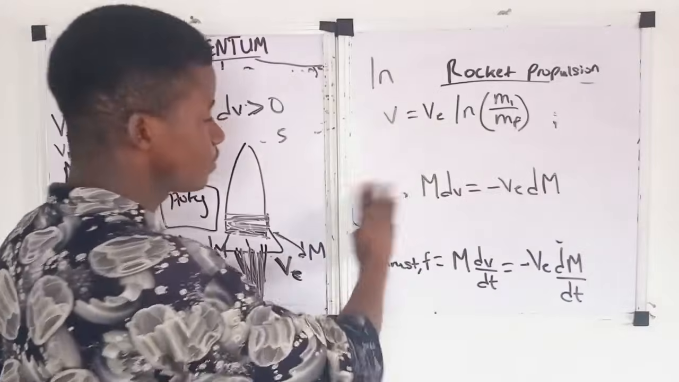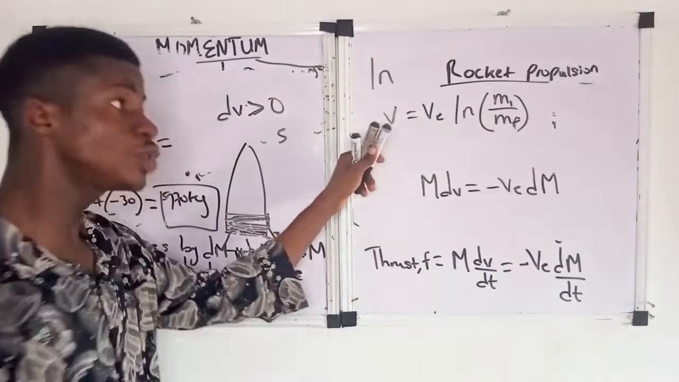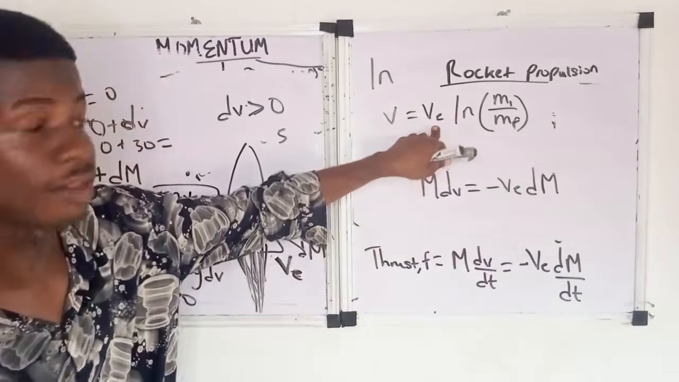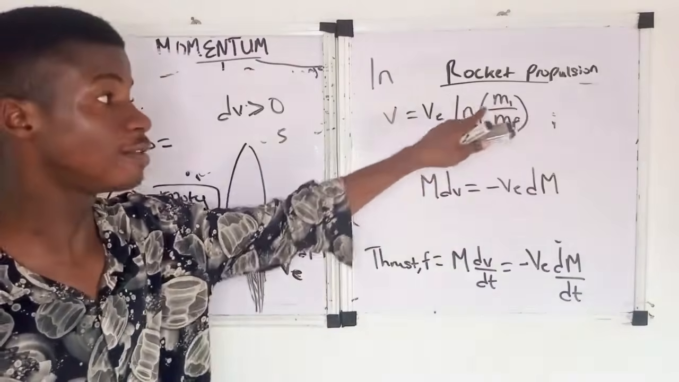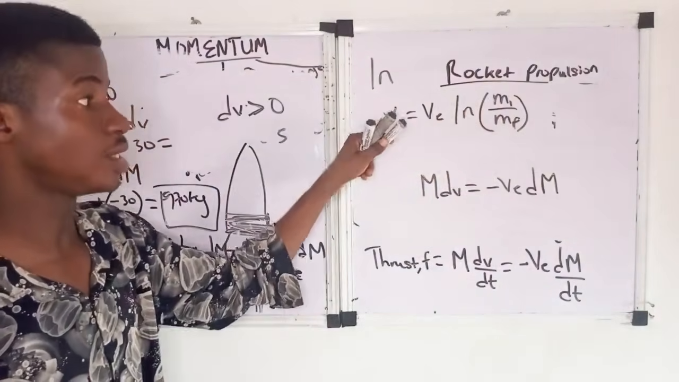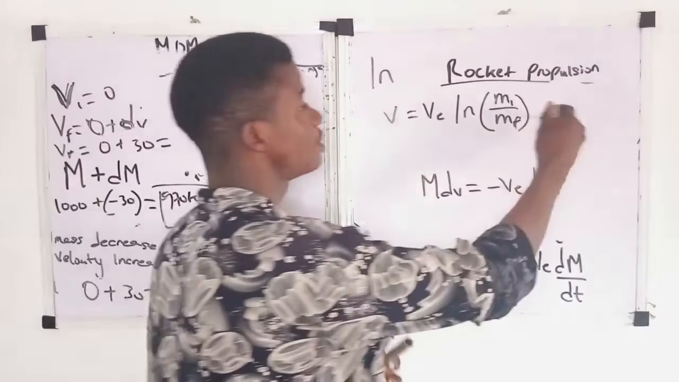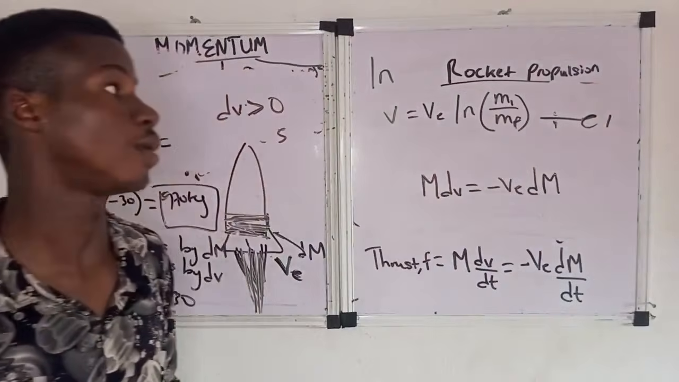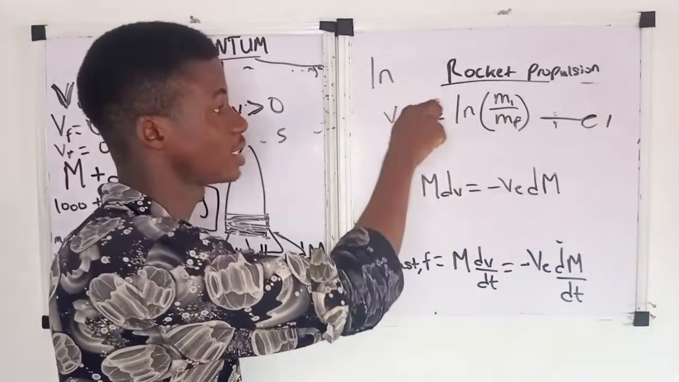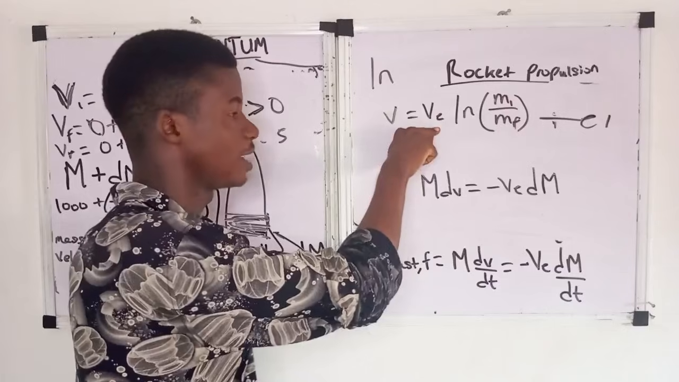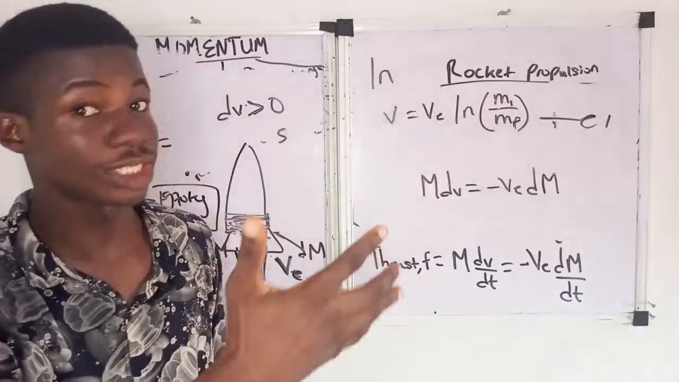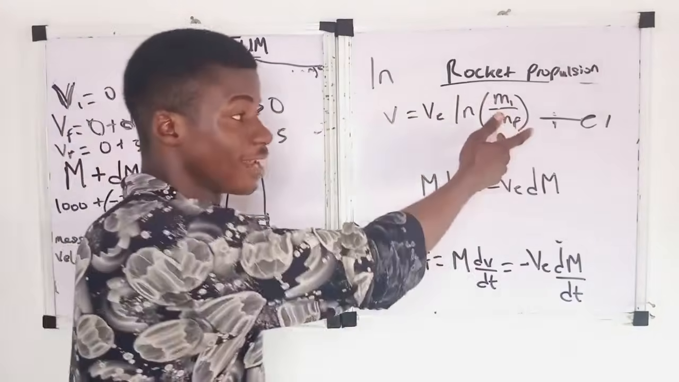Okay, then move to this other one. So this one is for when they ask you to calculate the final velocity of the rocket. They give you the velocity of the exhaust, the initial velocity, the initial mass of the rocket, and the final mass of the rocket. So this first formula, let me just call it equation one, is used to calculate the final velocity of the rocket. This one is the velocity of the exhaust, this is the natural log, M1 is the initial mass of the rocket, and M final is the final mass of the rocket.